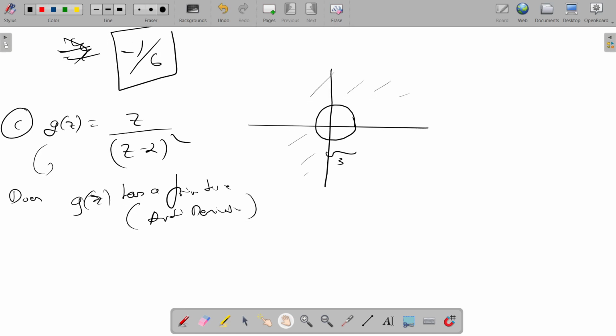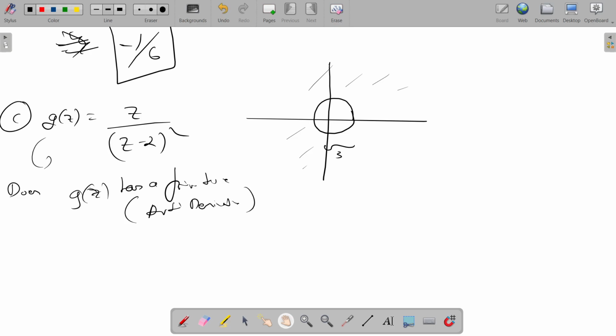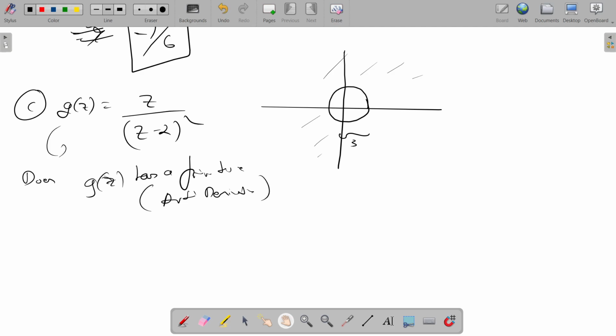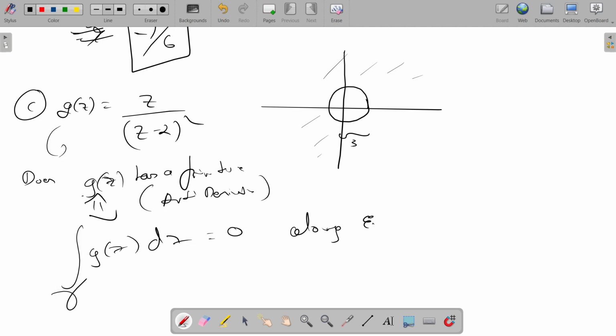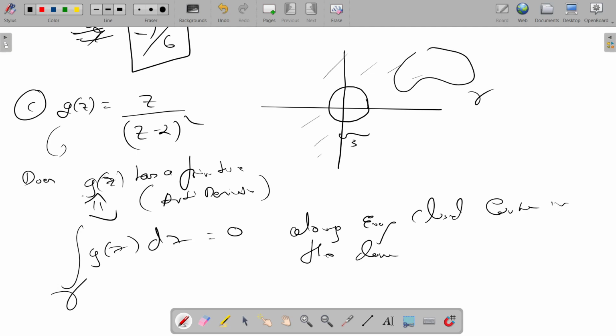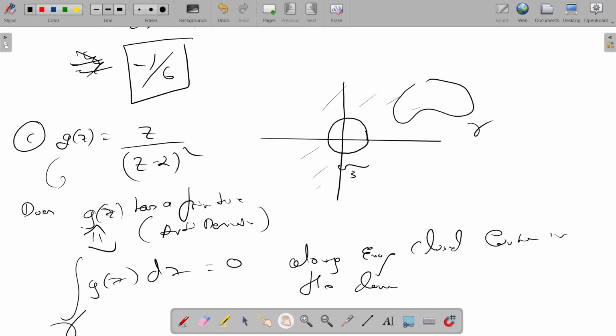But one more thing we should recall: suppose we have a function g from a domain D to C that is continuous or holomorphic. Then g has an antiderivative in D if and only if the integral of g(z) along every closed contour in the domain is 0. These are all equivalent statements. So let gamma be a closed contour in the domain; the integral of g(z) dz needs to be 0. Does it follow that this is 0?